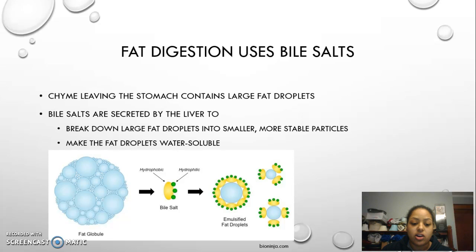Now, bile salts are amphipathic, and this means that they have a hydrophilic or polar region, as well as a hydrophobic or non-polar region. When they form the coating around the fat droplets, as you can see in this slide, the hydrophobic portion interacts with the lipids themselves, while the hydrophilic portion interacts with the fluid surrounding the fat droplets.